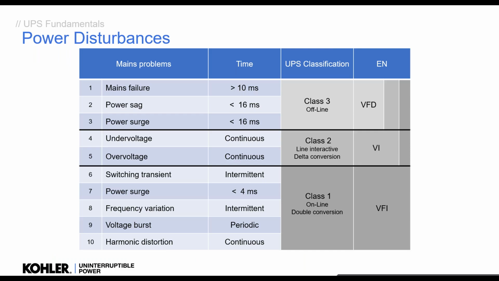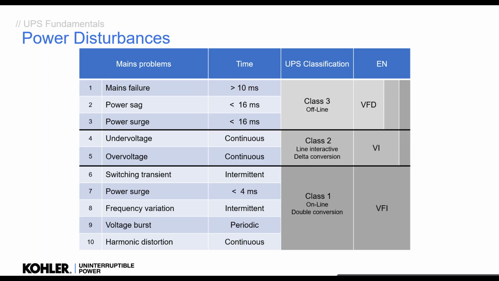And the UPSs are designed to protect against different types of power disturbance. So if you just wanted to protect against mains failures, sags and surges, and have a little bit of break, we'll have this offline UPS, like a single conversion UPS. If you want to protect against that and under and over voltages, we'll have a line interactive VI.